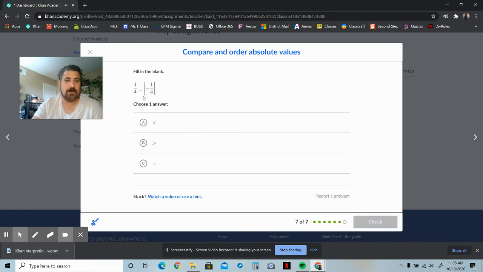And the last one here, 1/4 versus the absolute value of negative 1/4. Well, absolute value just means distance from 0. How far is negative 1/4 from 0? It's 1/4 away from 0. So that means that this is really 1/4 compared to 1/4, which means they are the same.